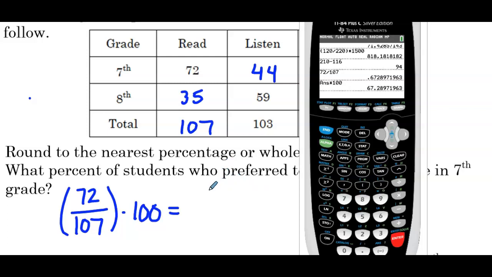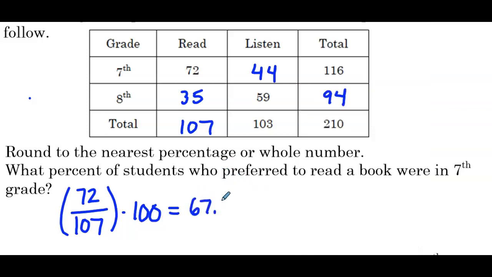So we have 67.2. So rounding to the nearest percentage, that's 67% of students who preferred to read a book were in 7th grade.